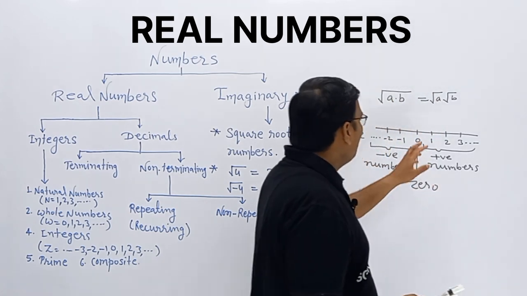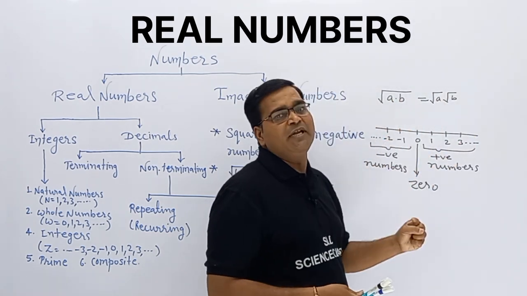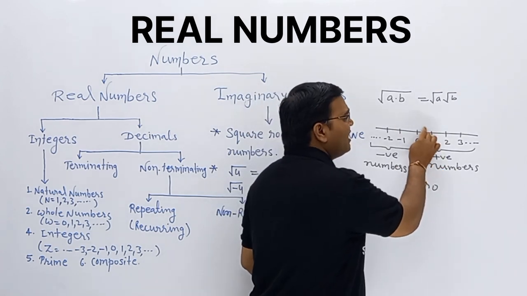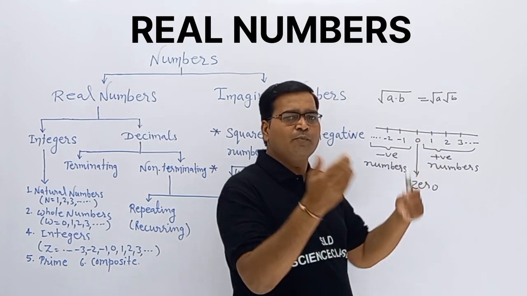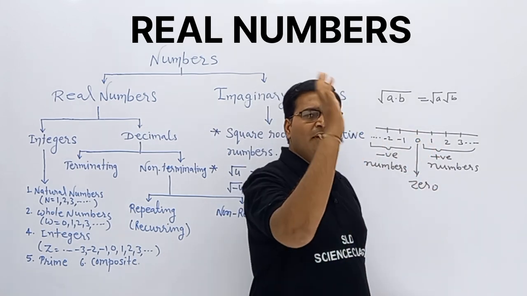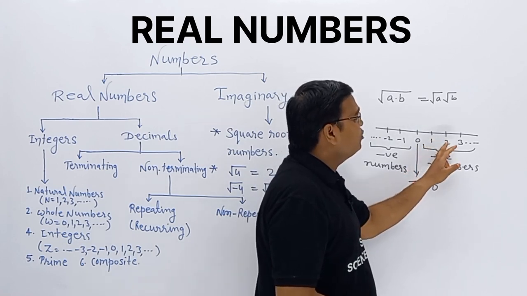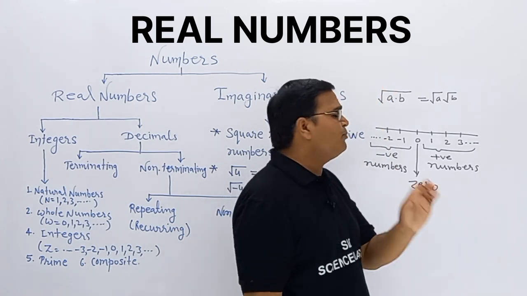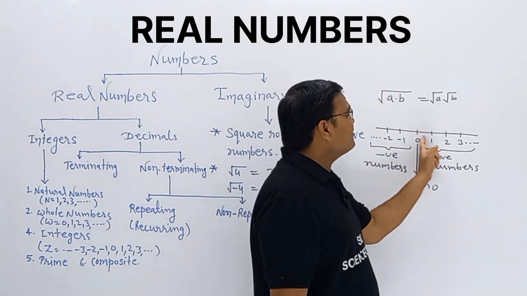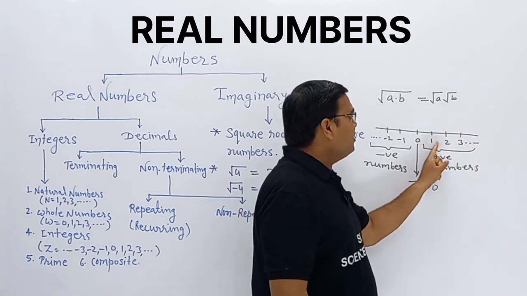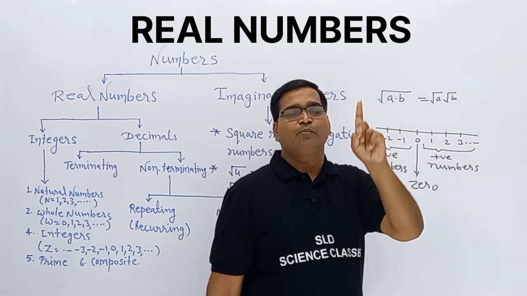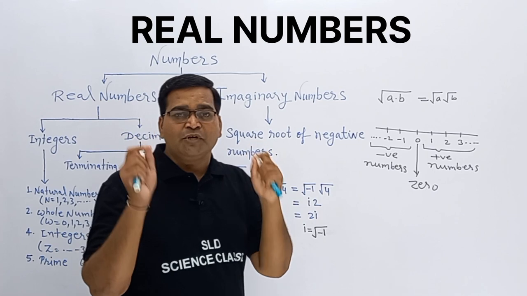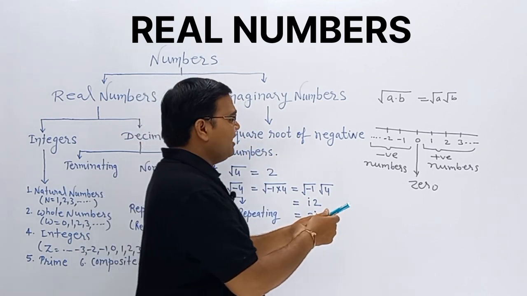So 1, 2, 3 and so on, positive counting numbers. They are called positive numbers. Positive numbers are so many. Between 0 and 1 we are having infinite numbers. Between 1 and 2 we are having so many numbers. But these numbers 1, 2, 3 they are the counting positive integers. From these numbers 1, 2, 3, 4 up to infinity, they are what? Counting positive integers. Clear?